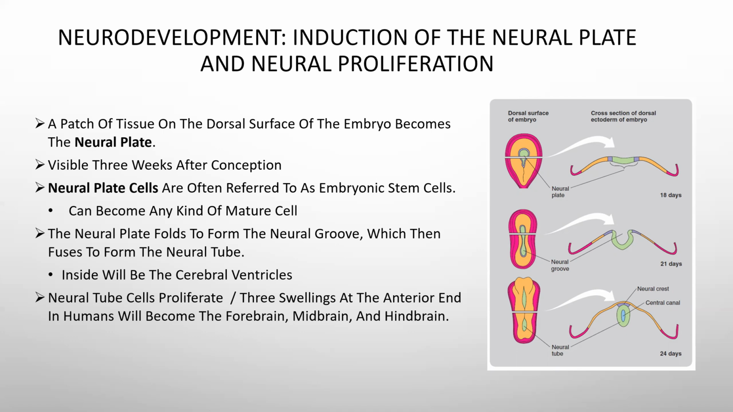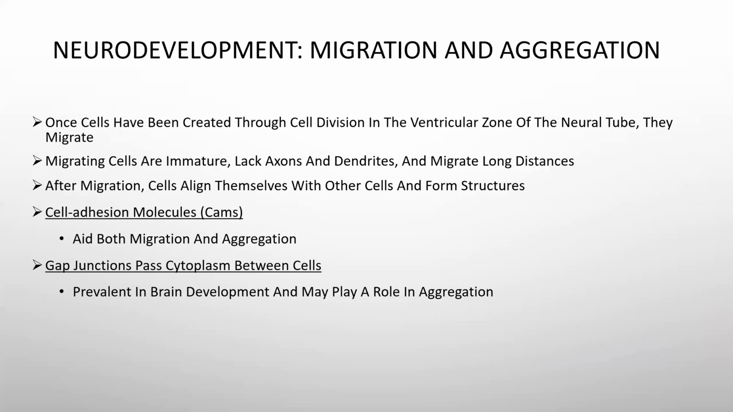Inside will be the cerebral ventricles. And then the neural tube proliferates, and 3 swellings occur at the anterior end, which become the forebrain, midbrain, and hindbrain. So once cells have been created through cell division in the ventricular zone of the neural tube, they migrate. So now we're focusing on neurodevelopment, migration, and aggregation.